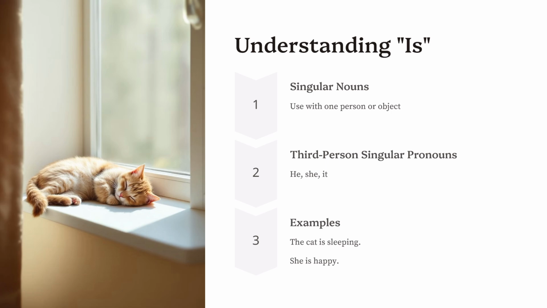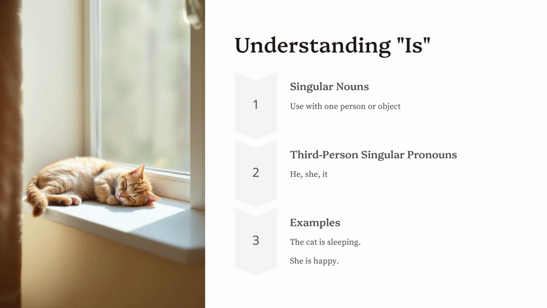For example, if we are talking about one single cat that is taking a nap right now, the correct way to say this is, the cat is sleeping. Notice how we use is here because we are only talking about one cat, not a group of cats, just one lovely, sleepy feline.